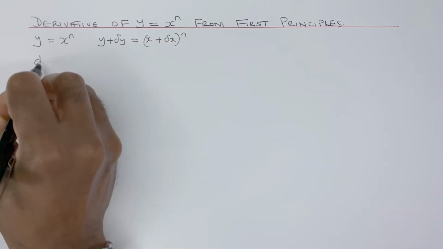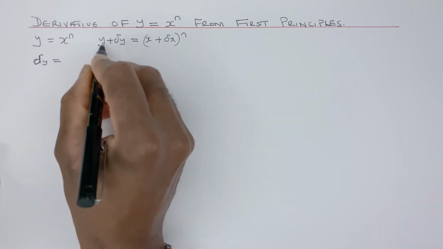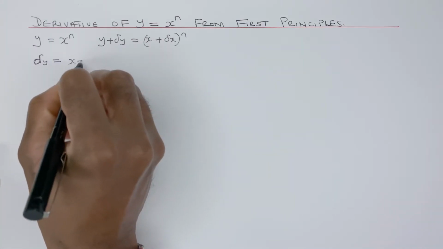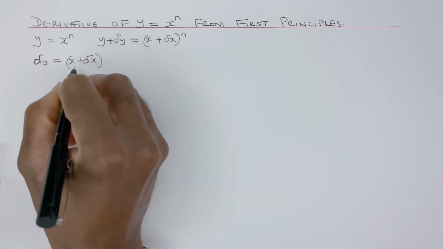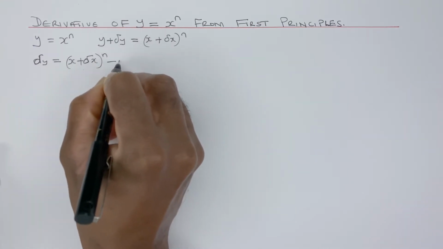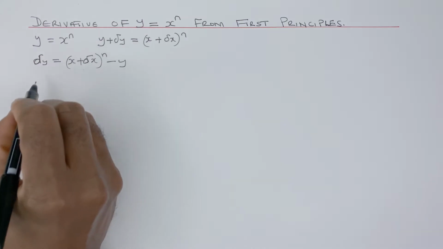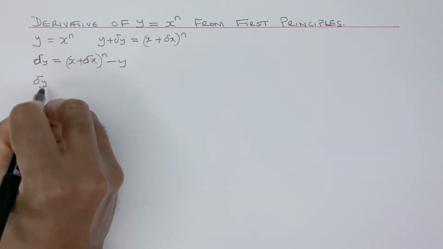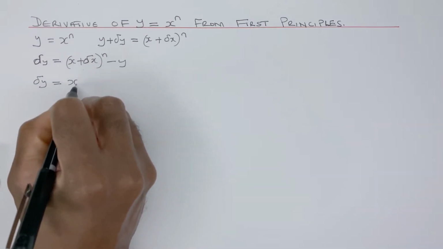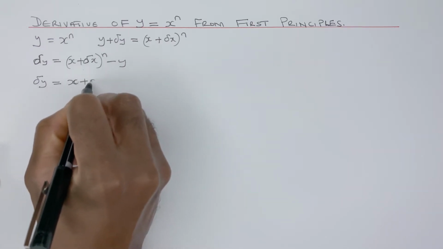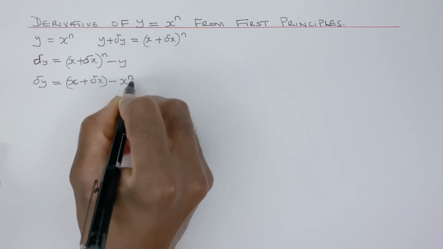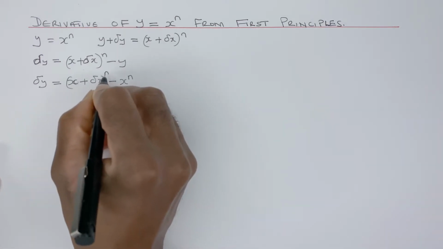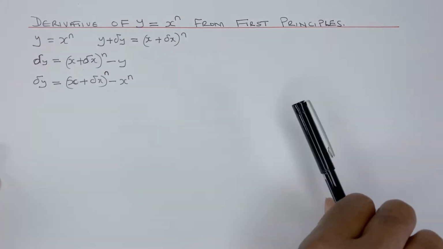I can then say delta y equals, so I move the y to the other side, x plus delta x to the power of n minus y. But y is x to the power of n, so delta y equals x plus delta x to the power of n minus x to the power of n. Now I need to expand this, so I'm going to use binomial expansion here.